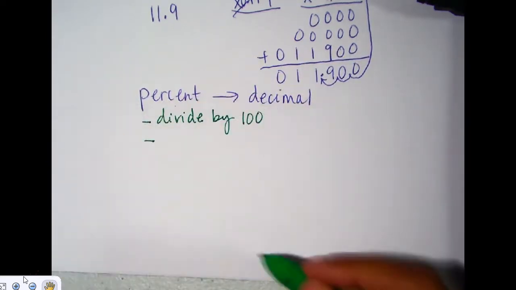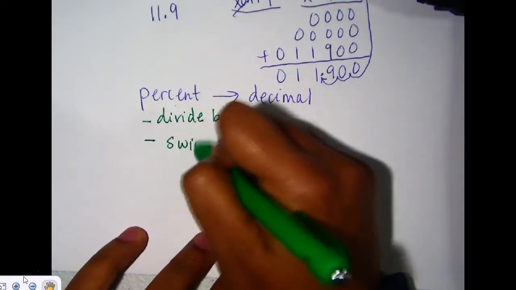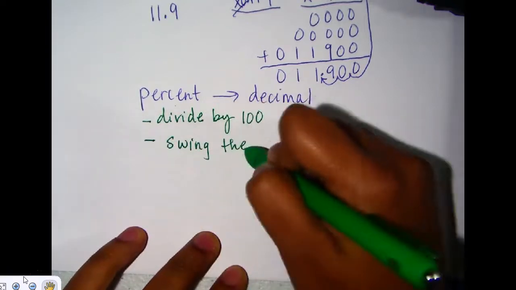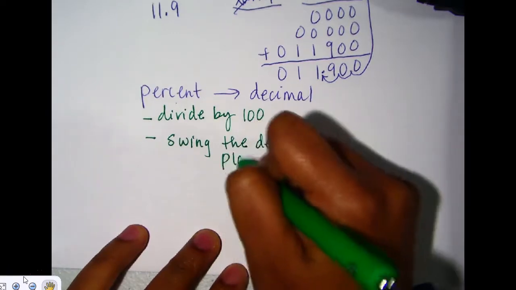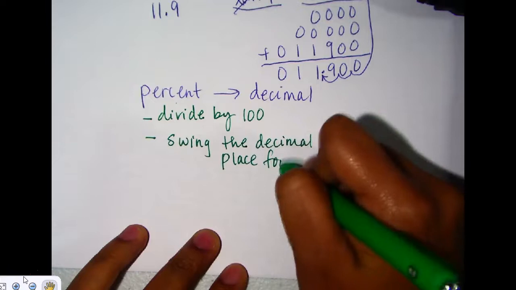The second way is we'll swing the decimal 2 places forward or to the left.